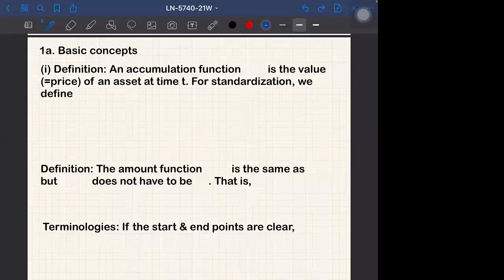Hi, in this video I explain the basic concepts for interest.